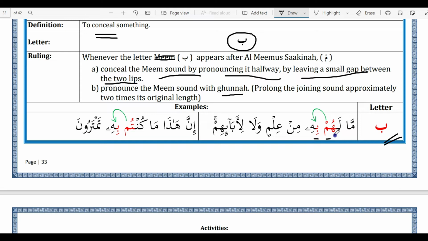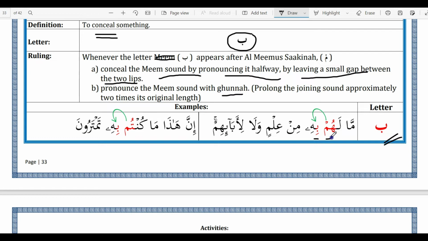Now, sometimes when I'm going to say it, you may not hear the difference. But when you're reciting, you will know if you are leaving a little gap between the two lips. And this example here needs practice. I emphasize it needs practice. Okay? Now I'm going to say it with 100% meme sound, and then I'm going to say it with leaving a space between my two lips. So this one is 100% meme sound.